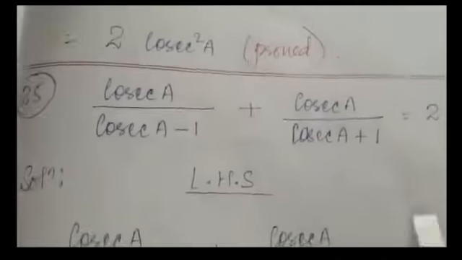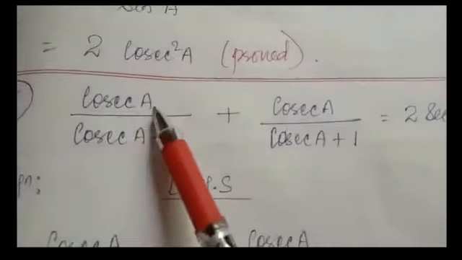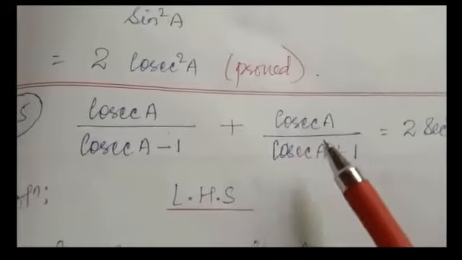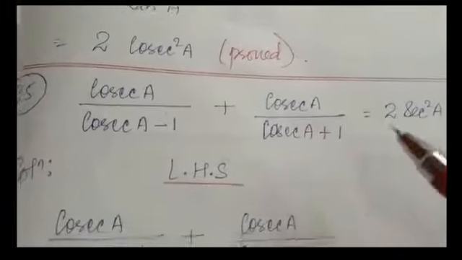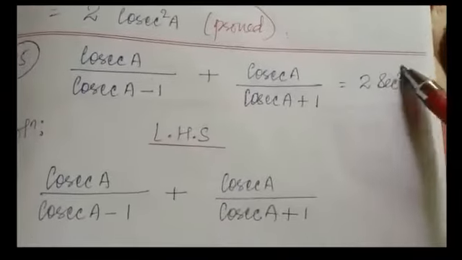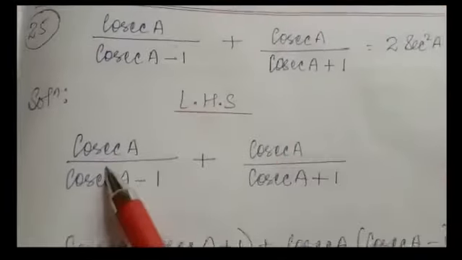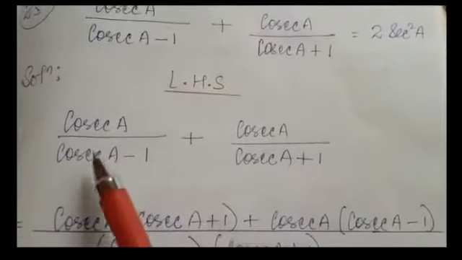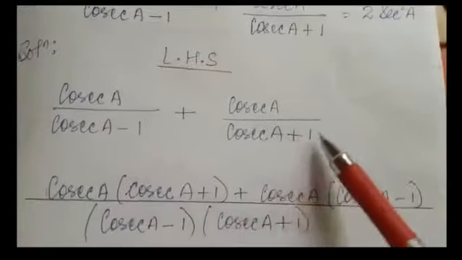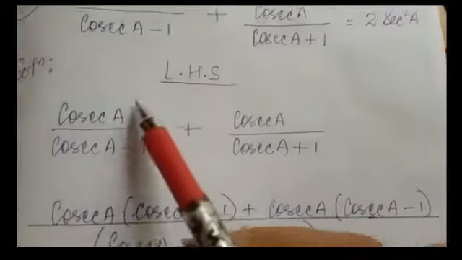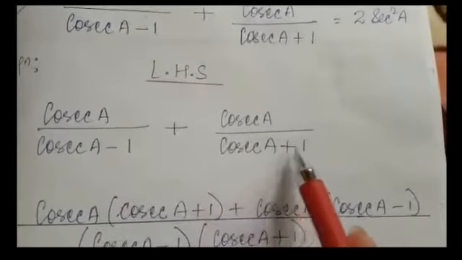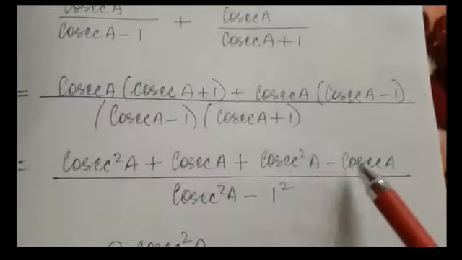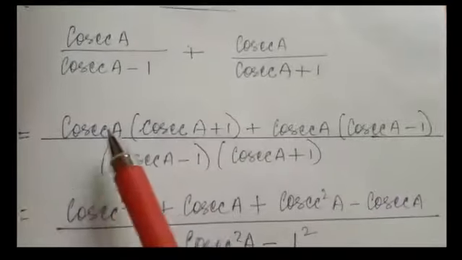Now question number 25. Cosec a divided by cosec a minus 1 plus cosec a divided by cosec a plus 1 is equal to 2 sec square a. First copy the left hand side. Next you find the LCM of cosec a minus 1 and cosec a plus 1. After that, here you have to multiply with this cosec a plus 1, and here you have to multiply with cosec a minus 1. After that, we will open the bracket.